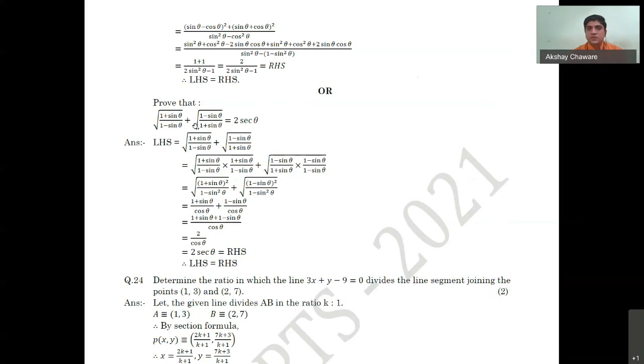Now in the optional question, prove that. Now here the square root is given. So to eliminate the square root, we will use the rationalization method. So in the first and second terms both, we will rationalize the denominator.